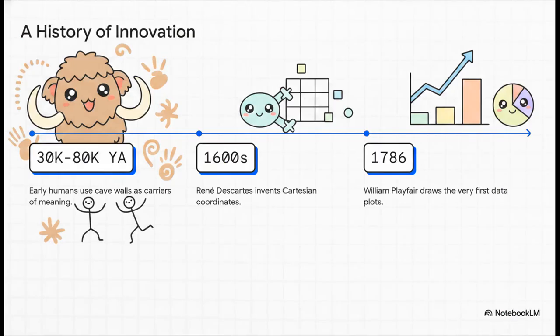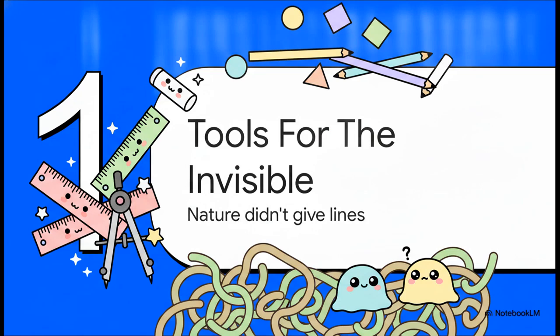This whole journey actually builds from early humans, 30 to 80,000 years ago, turning plain rock walls into carriers of meaning. Then, fast forward to the 1600s with René Descartes inventing Cartesian coordinates, and jump all the way up to 1786 when William Playfair drew the very first data plots. It's just this incredible, continuous timeline of human innovation. Which brings us to Section 1, Tools for the Invisible.